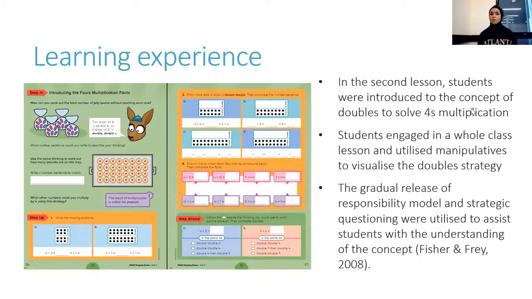We revised the concept of doubling in the warm-up, and then we moved on to a whole class lesson where I had all students on the floor using manipulatives and mini whiteboards to really engage them and have them visualize that double strategy. I tried to use the gradual release of responsibility model to model something explicitly to the students and use strategic questioning to slowly release that to the students to be able to apply that strategy.